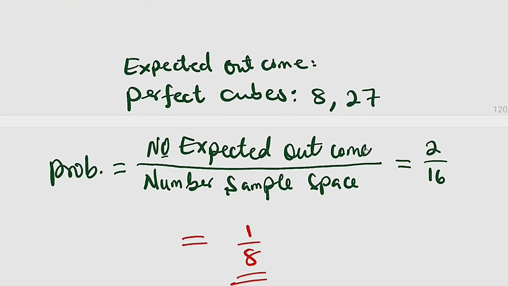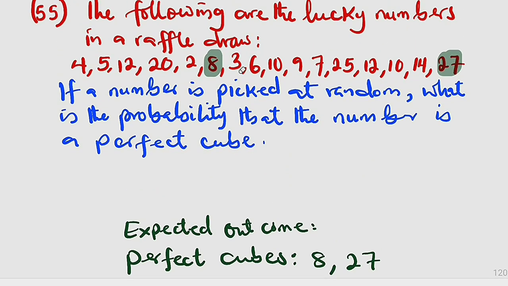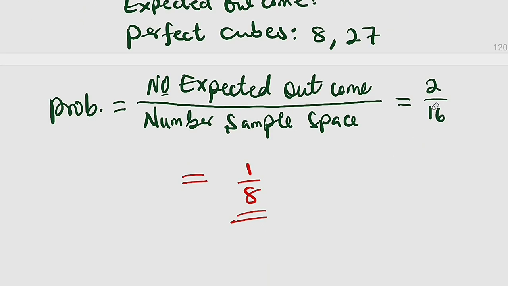So the probability will be what? Number of expected outcomes divided by number of the sample space. The number of expected outcomes is just 2. You can see them here. And the sample space is 16. If you count all of these numbers together, you realize 16. And 2 divided by 16 to the lowest term is 1 divided by 8. And hence the probability is 1 divided by 8.